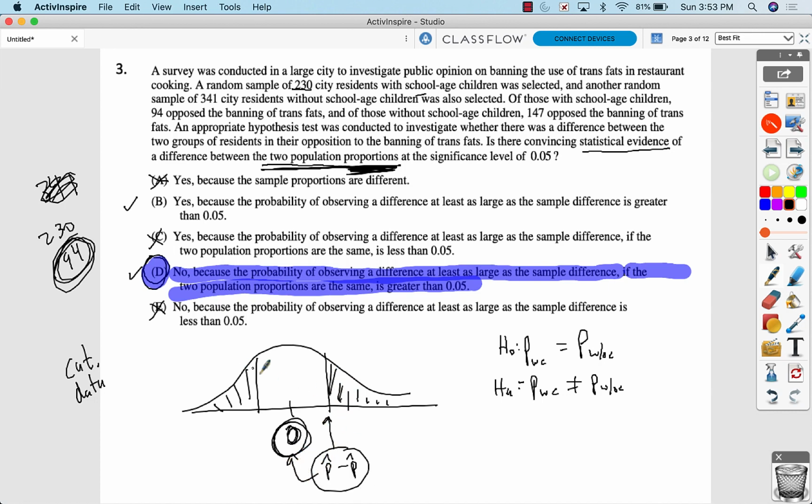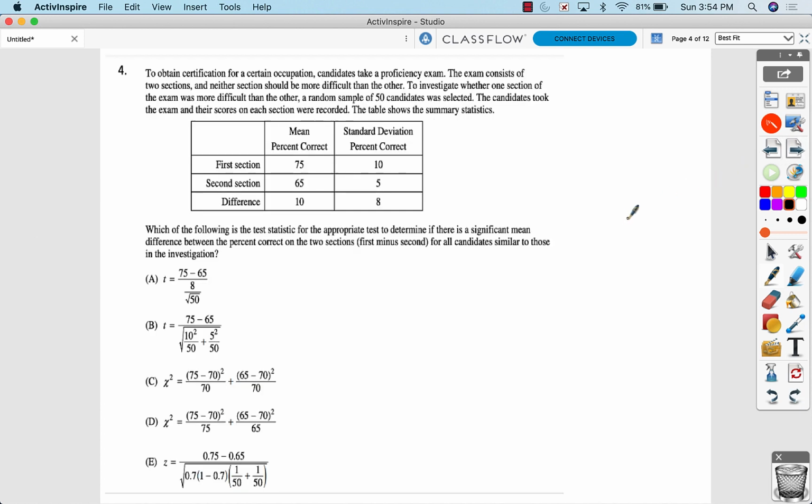You shade here, you shade there. This is the p-value. Both sides is the p-value. So this p-value is so big, the observed difference is not that unlikely if the two p's were the same to begin with. So hopefully that makes sense if you missed that one.